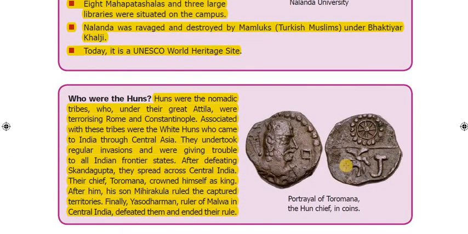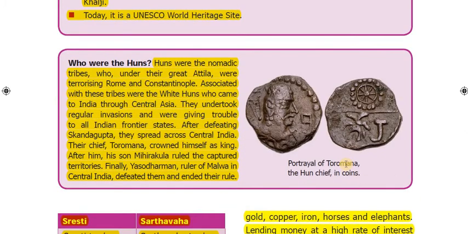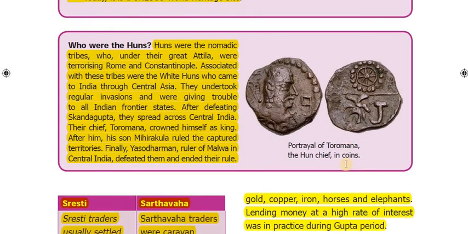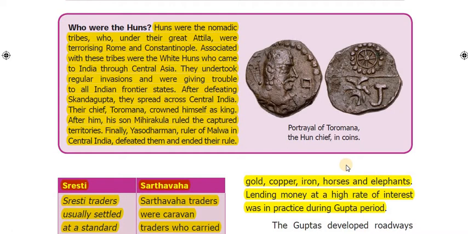Who were the Huns? Huns were a nomadic tribe who, under their great leader Attila, were terrorizing Rome and Constantinople. Associated with these tribes were the White Huns, who came to India through Central Asia. They undertook regular invasions and were giving trouble to all Indian frontier states. After defeating Skandagupta, they spread across central India. Their chief Toramana crowned himself as king. After him, his son Mihirakula ruled the captured territories. Finally, Yasodharman, ruler of Malwa in central India, defeated them and ended their rule.